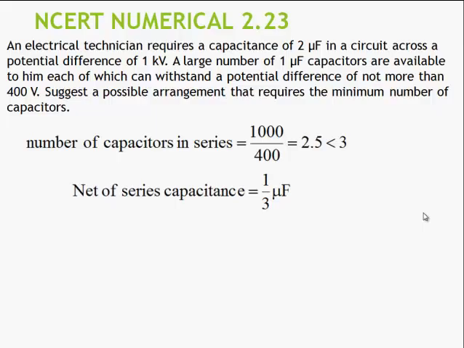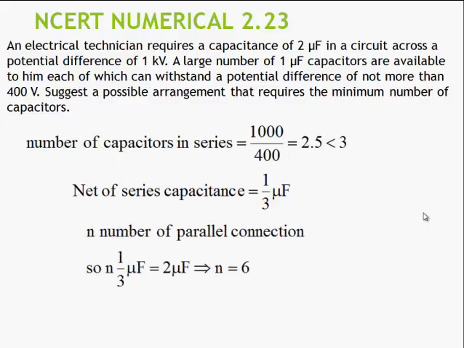So I want many parallel connections of this, a lot of parallel loops. So when I take n number of parallel connections, n into 1 by 3 microfarad should be equal to 2 microfarad, which gives n equal to 6. That means you require 3 capacitors in a row, and you require 6 such rows. So the total number of capacitors required will be 6 into 3, that is 18.